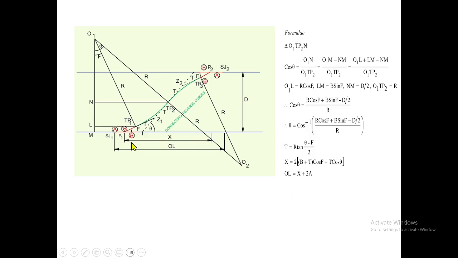Once we know the x, we can find out the overall length, that is x plus 2a. Here a, so very important. So this is the way we have to solve for the overall length, the distance between the SRG of one point synchronized to the other point synchronized.